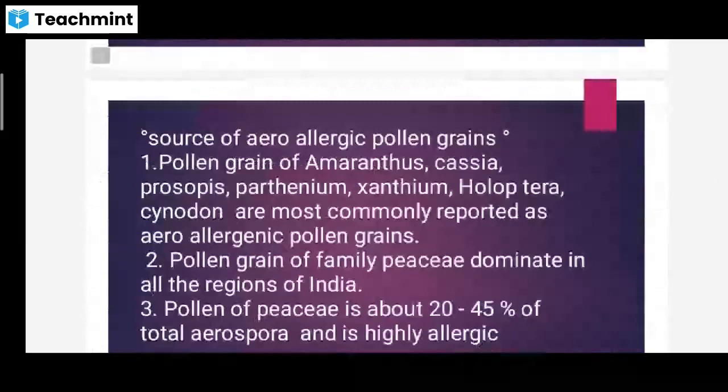Source of allergic pollen grain. Pollen grains of Amaranthus, Cassia, Prosopis, Parthenium, Xanthium, and Holoptelea are most commonly reported as aeroallergenic pollen grains. Pollen grains of family Poaceae dominate in all the regions of India. Pollen of Poaceae is about 20 to 45% of total aerospora and is highly allergic.